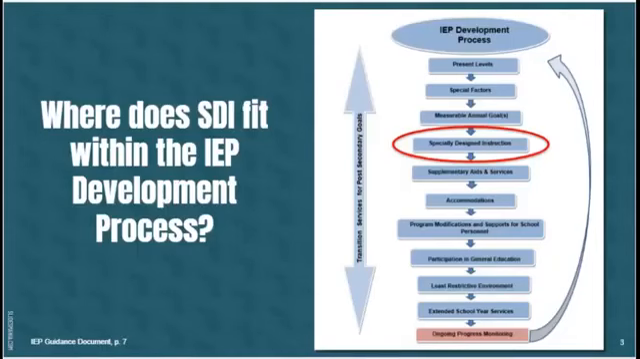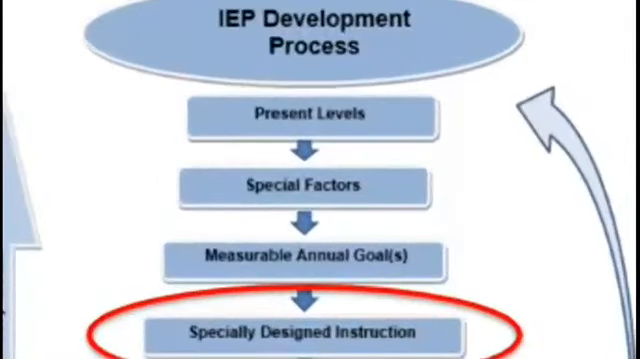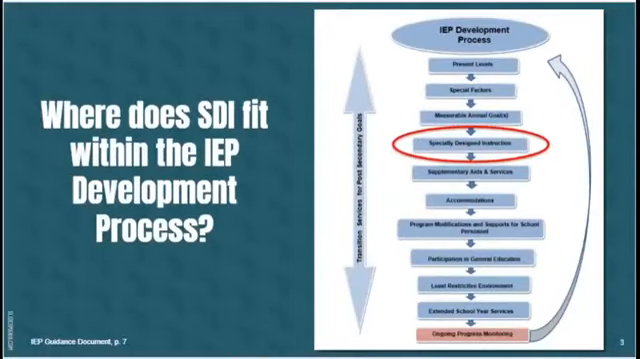This graphic shows where SDI fits in the IEP development process. As an ARC team selects the most appropriate SDI, we must have already identified present levels, special factors, and our annual goal. We use the previous steps to inform our decisions about SDI and instruction. Once an annual measurable goal has been developed for a student, the ARC must determine the appropriate specially designed instruction that will be delivered to help the student reach that goal.